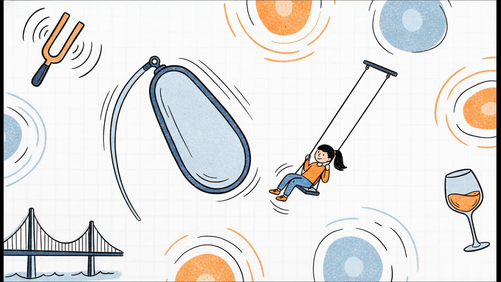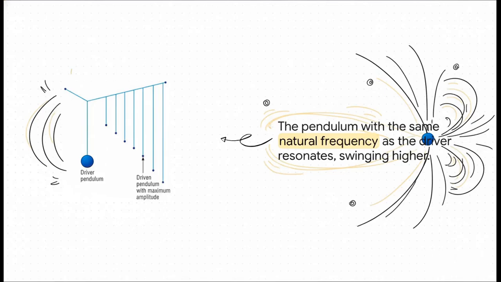Well, here's the key. Pretty much every object has a natural frequency, a specific rhythm that it just loves to oscillate on. Resonance is the magic that happens when you start pushing that object at its exact natural frequency. You're perfectly in sync with its own internal rhythm. And this classic experiment, called Barton's pendula, shows it perfectly. You've got this big, heavy pendulum swinging back and forth. That's our driver.